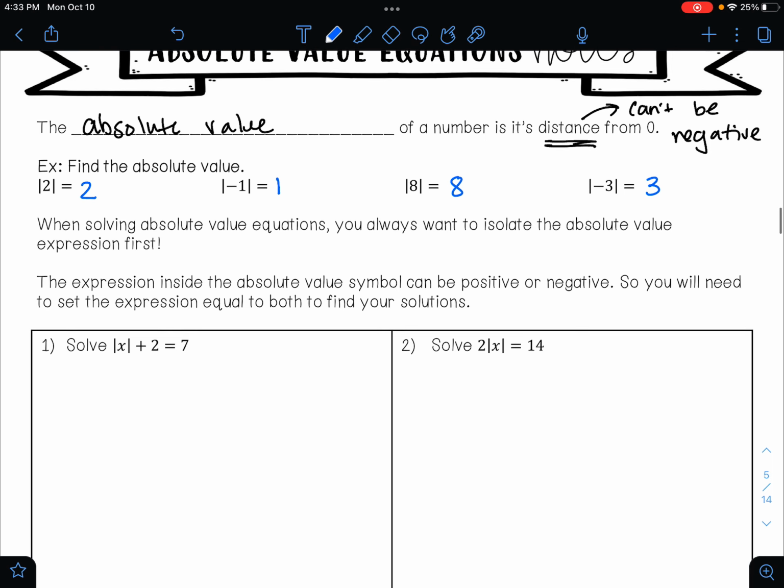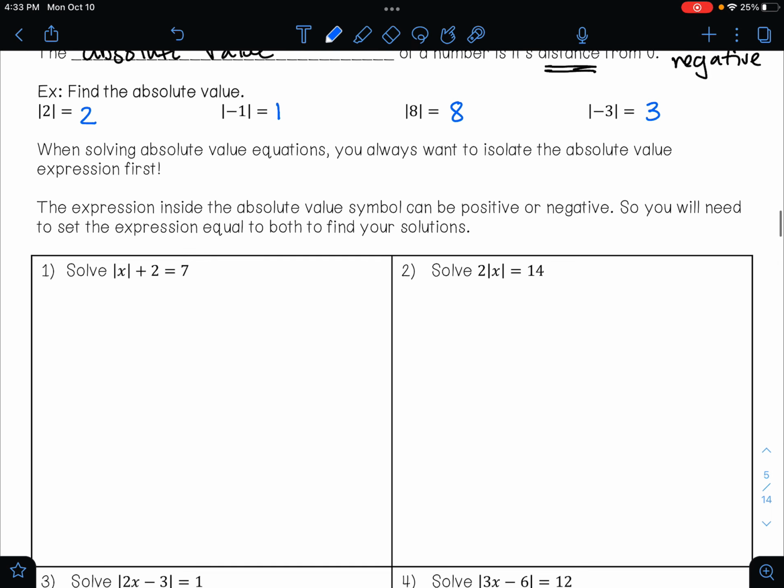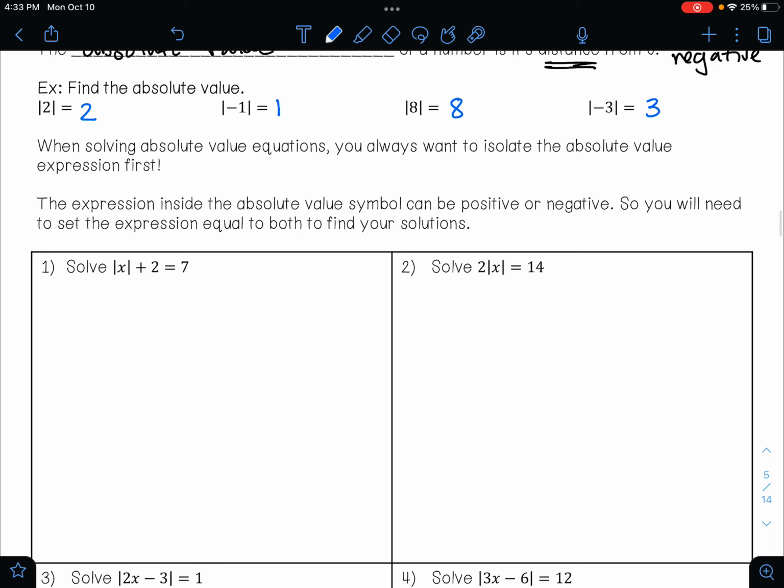It says when solving absolute value equations, you always want to isolate the absolute value expression first. Remember, isolate means you want to get it alone. The expression inside the absolute value symbol can be positive or negative. So you will need to set the expression equal to both to find your solutions. So all of these are going to have 2 answers.